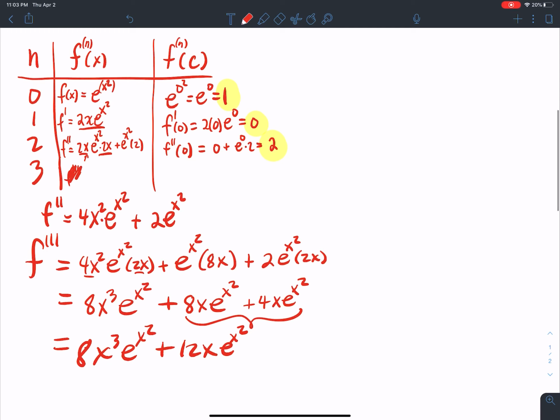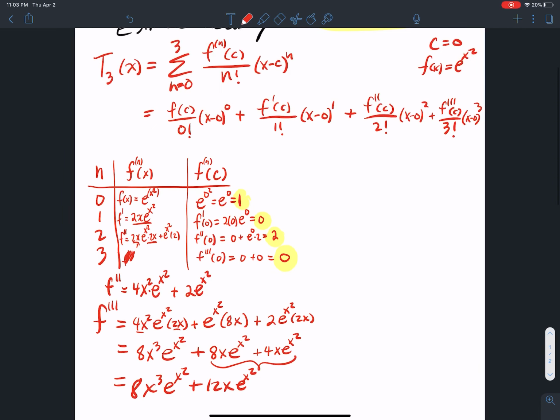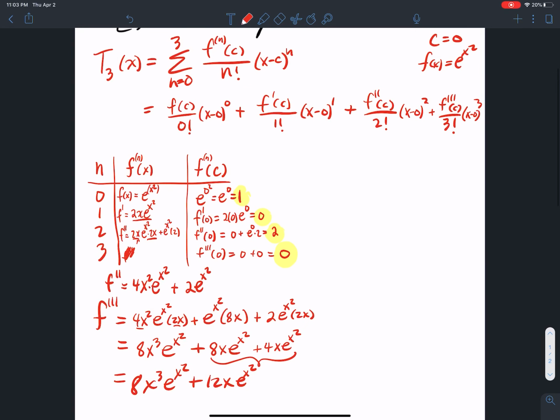That's just f triple prime. If I plug in a 0 for f triple prime, what do I get? Looks like I just get 0 plus 0, which is 0. So plugging in a 0 there isn't that big a deal, right? Oh my goodness. All right, so let's see if I can summarize what's going on here.